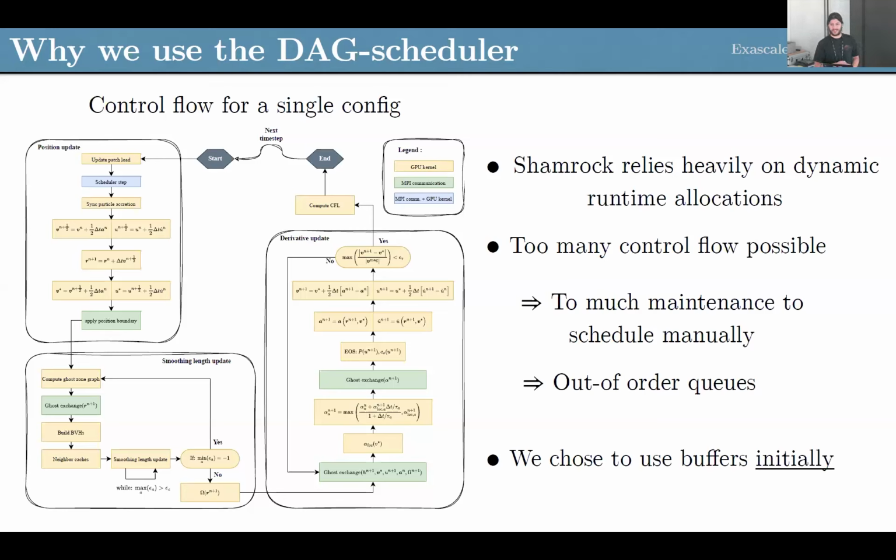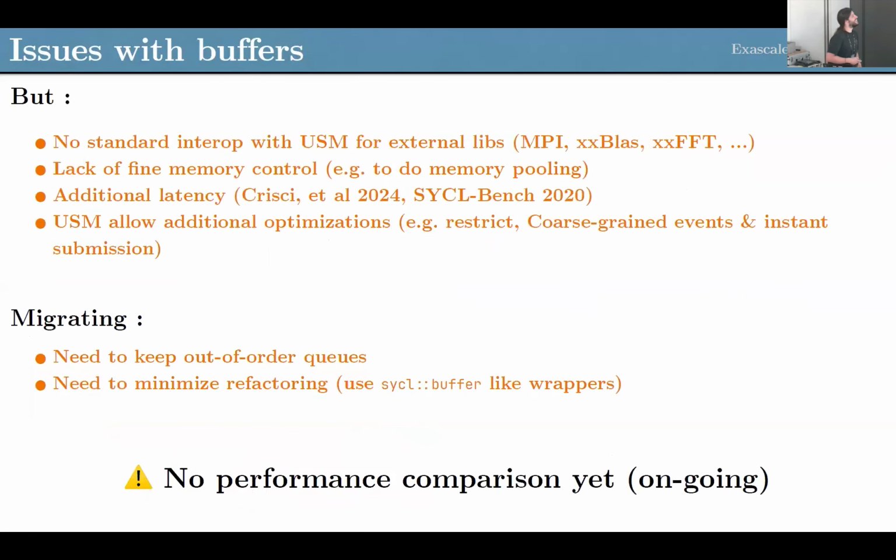Also, because of that, we chose to initially use SYCL buffers, but they have a few issues. SYCL buffers typically have no interoperability with USM in a standard way, and you will need USM pointers to actually use MPI, BLAS, FFT, you name it. Also, they lack finer memory control. They add additional latency, as shown with SYCL Bench 2020. And also, USM in general allows for more optimization. So we are slowly doing that migration now. But while keeping out-of-order queues, we are trying to minimize refactoring, using thin wrappers on top of USM nowadays.